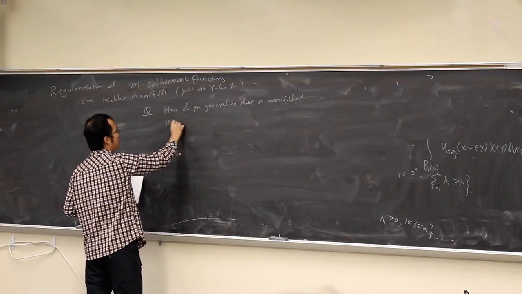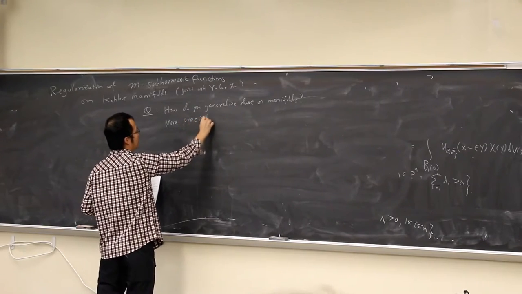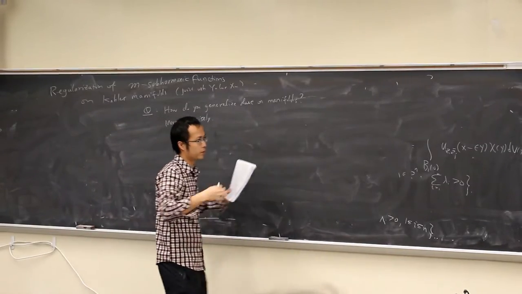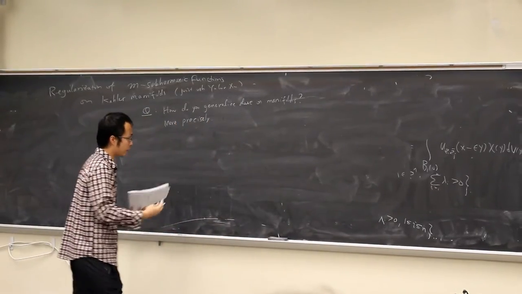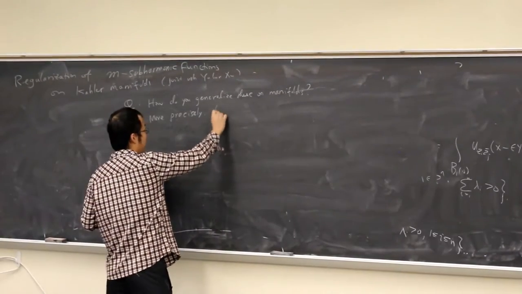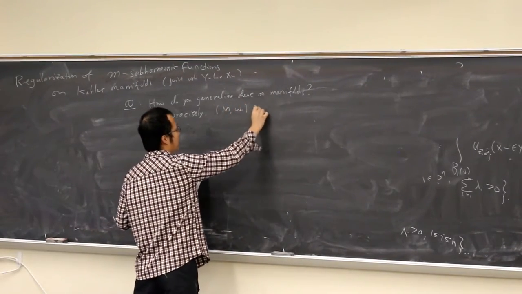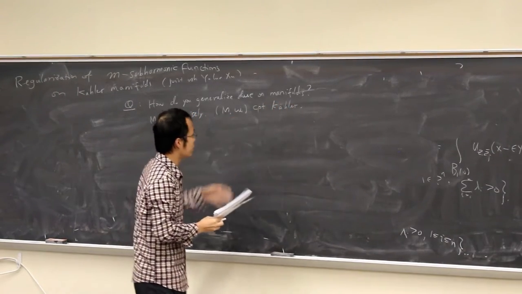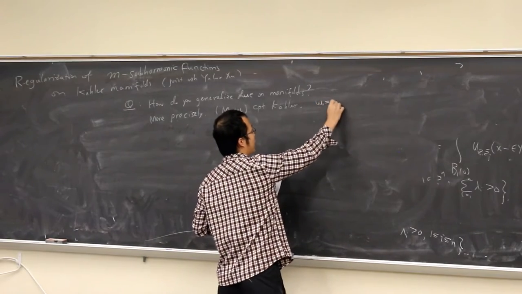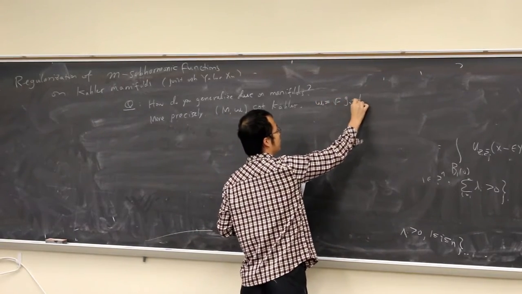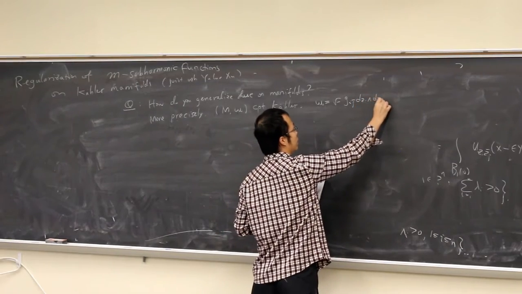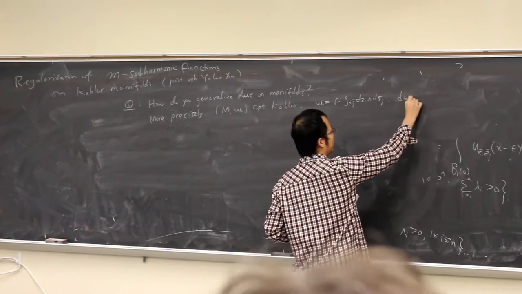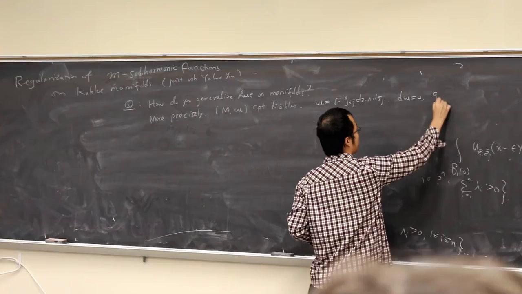More precisely, let me formulate the question as follows. Let's just focus on the simplest, the most restrictive class of manifolds: let's say we look at a compact Kahler manifold. In other words, this omega zero can locally be written as g i j bar dz i wedge dz j bar in local coordinates, and this form is closed, and this g i j bar is positive.